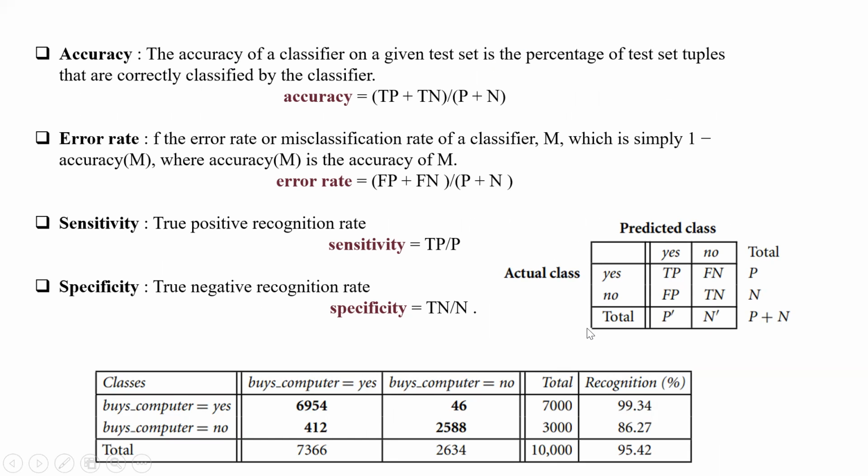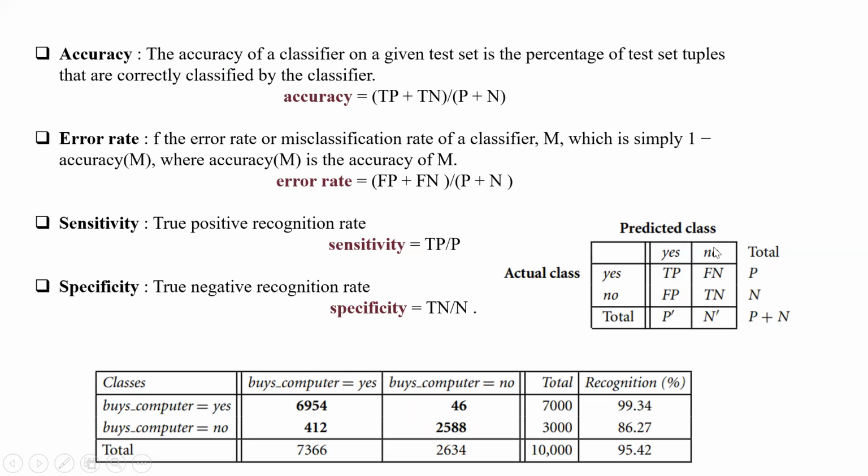In this, the rows are the actual class, and the columns are the predicted class. If the actual class and the predicted class have the same value, we say it is a true condition. If the actual class is yes and the predicted class also predicts yes, it is a true positive. If the actual class is yes and the predicted class is no, it is a false negative. If the actual class is no and the predicted is yes, these are different, so it is a false condition, a false positive.